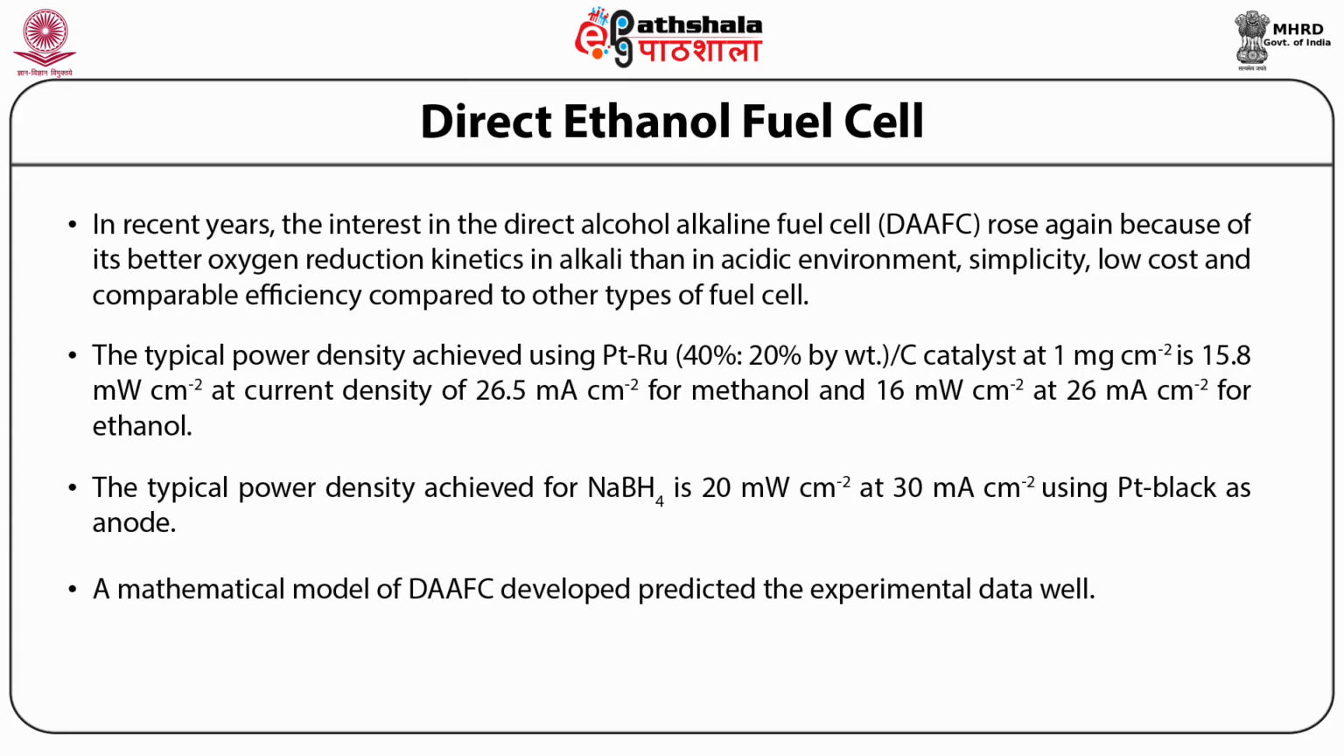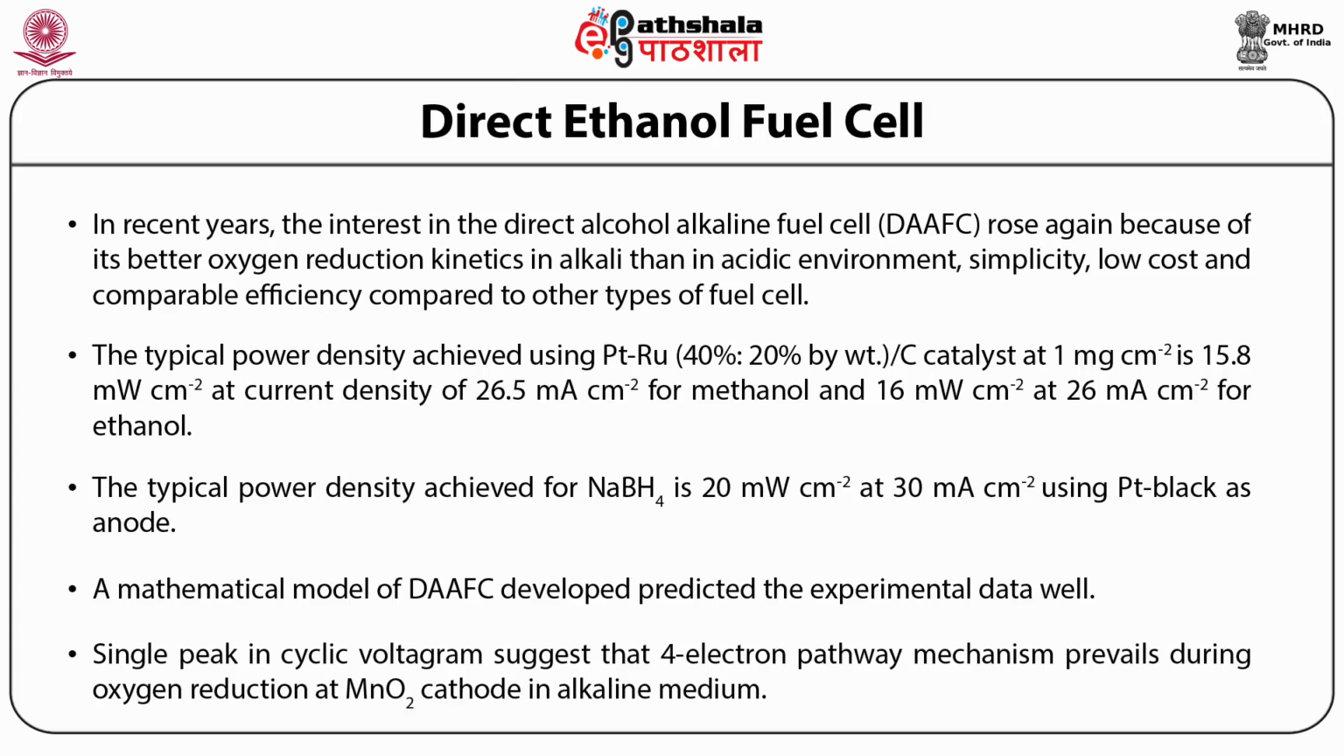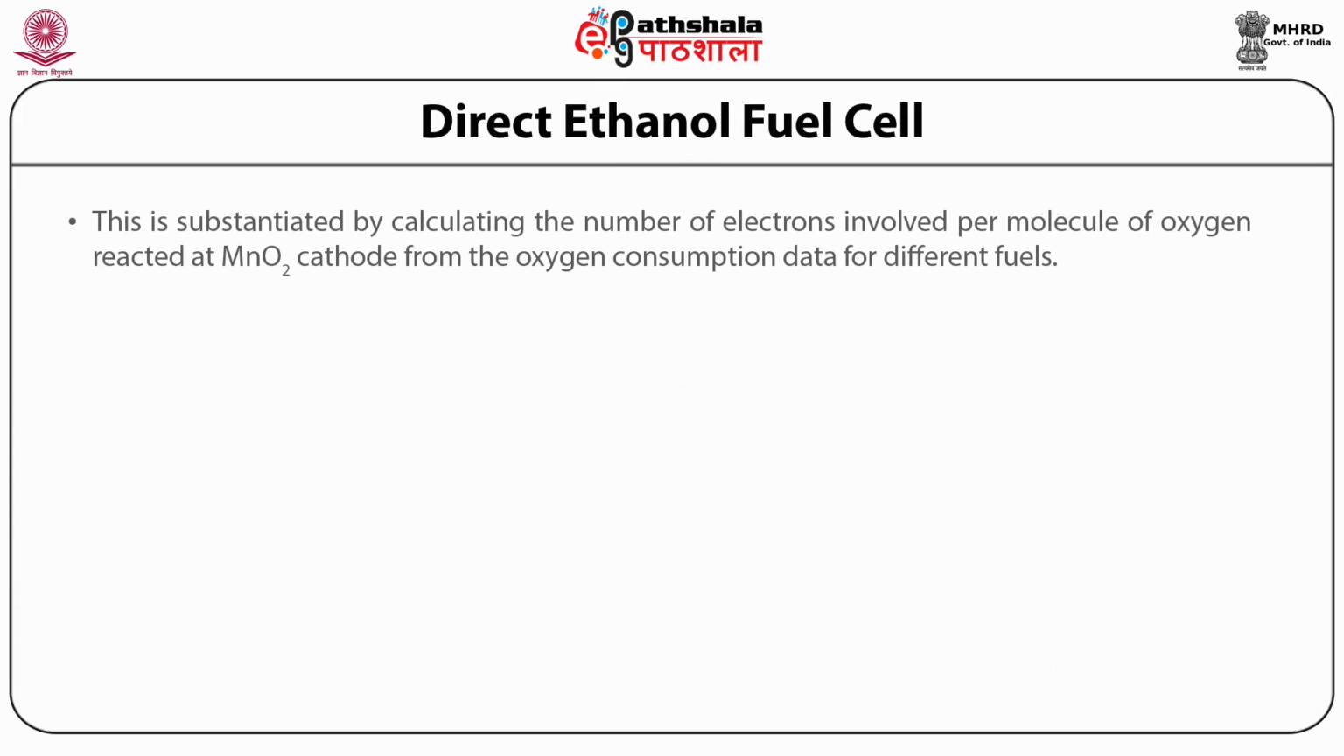A mathematical model of DAAFC developed predicted the experimental data well. Oxygen reduction reaction at manganese oxide cathode in alkaline medium is studied using cyclic voltammetry and by measuring volume of oxygen consumed at cathode. Single peak in cyclic voltammogram suggests that 4-electron pathway mechanism prevails during oxygen reduction at MnO2 cathode and alkaline medium. This is substantiated by calculating the number of electrons involved per molecule of oxygen reacted at MnO2 cathode from the oxygen consumption data of different fuels.